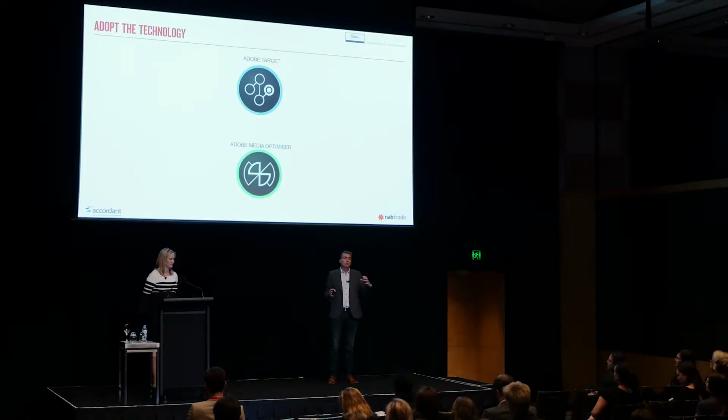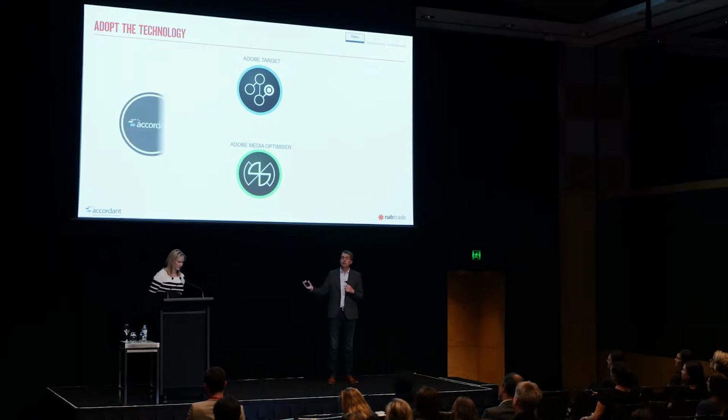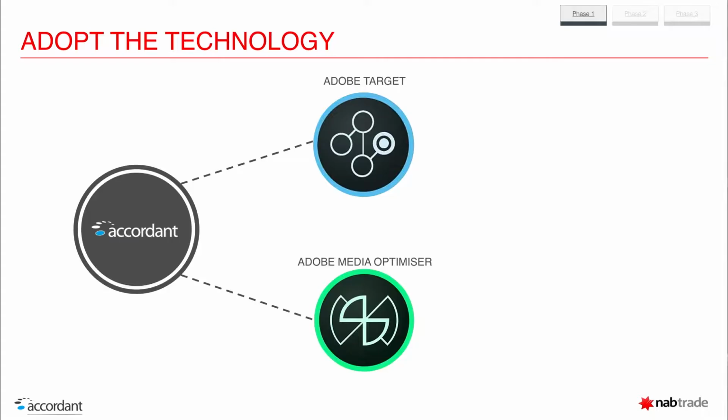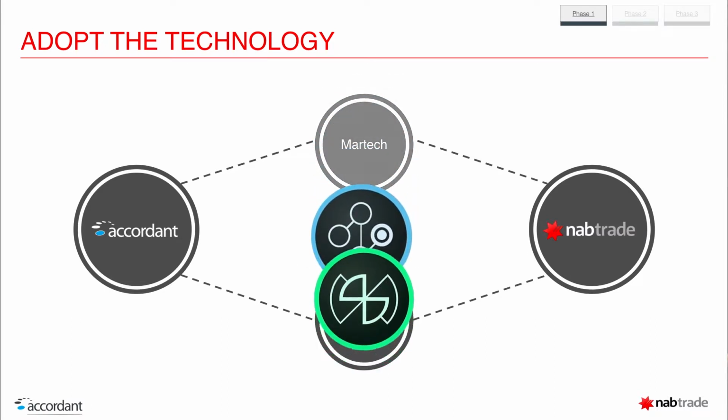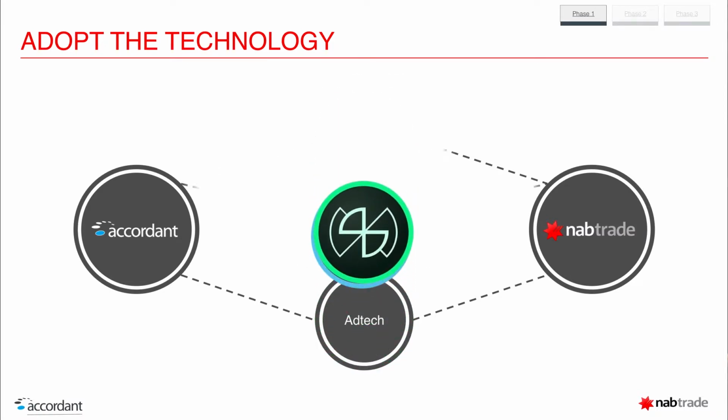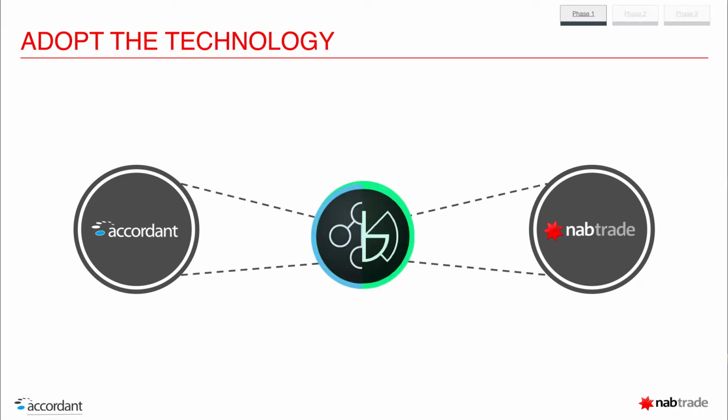We then brought those two together and built a great working partnership between Accordant and nabtrade, with a blend of in-house capability and outsourced capability to make sure that we could drive these machines and we could plan effectively, execute effectively, and report on the campaigns and get insight effectively.